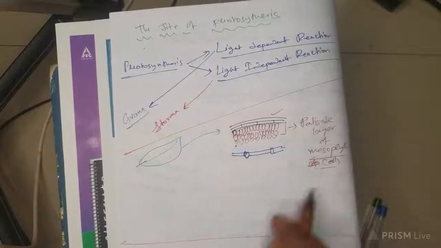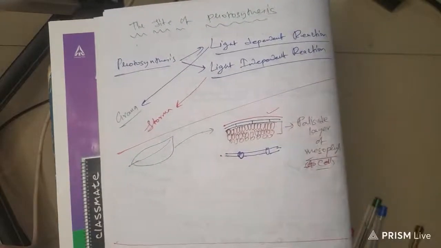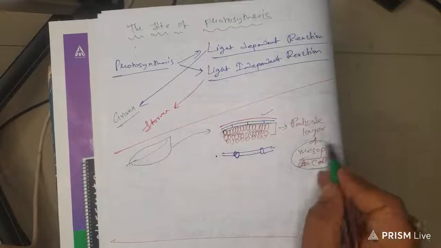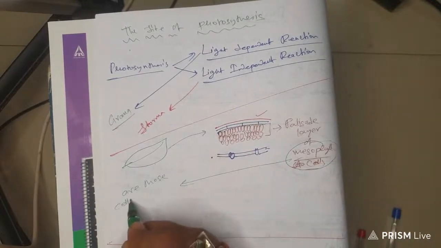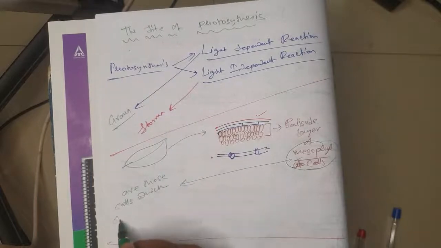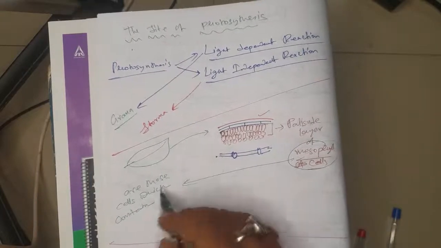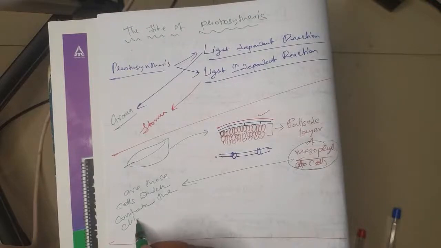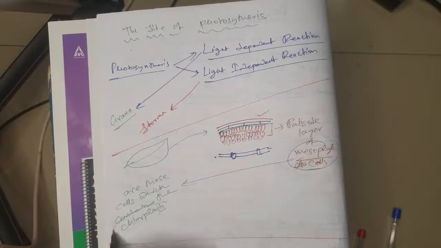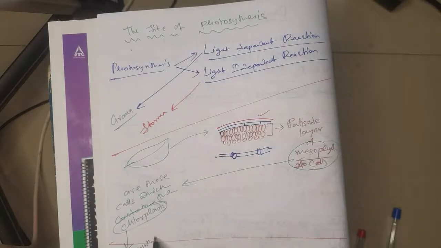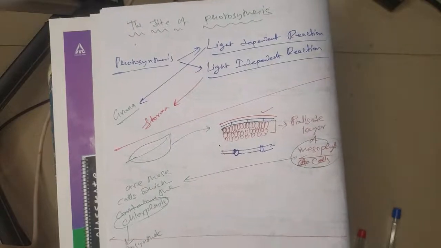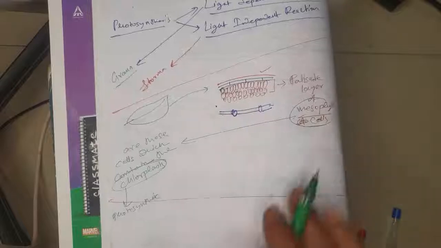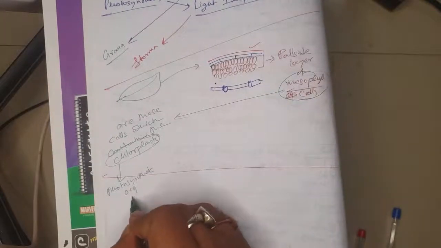So mesophyll cells are those cells. Now the question arises, what are mesophyll cells? Mesophyll cells are those cells which contain the chloroplasts. Now you know that chloroplasts are photosynthetic organelles. Can you see? I hope you can.